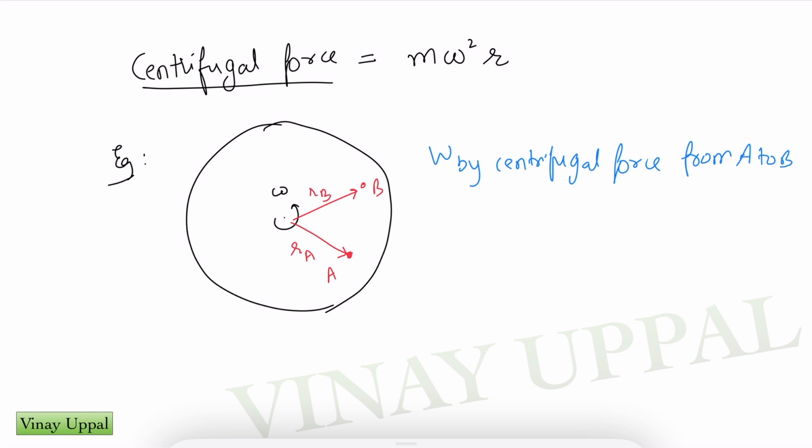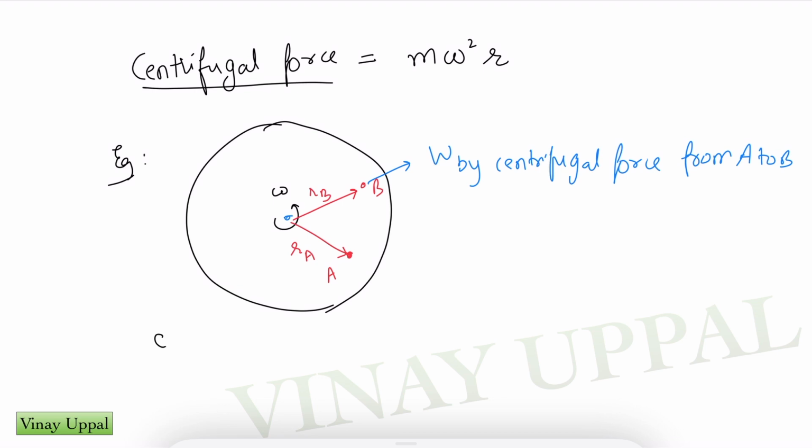Now, because the centrifugal force is a central force, why is it a central force? Because it's always directed radially away from the center, and it only depends on R. There's no angular dependence. So it is a central force, therefore it is conservative. So if I want to calculate the work done by the centrifugal force, I can choose whatever path I want. I can even define a potential energy for the centrifugal force. Let me go ahead and do that.